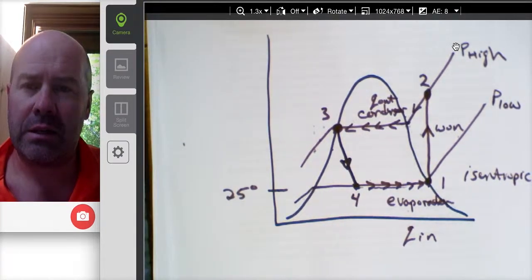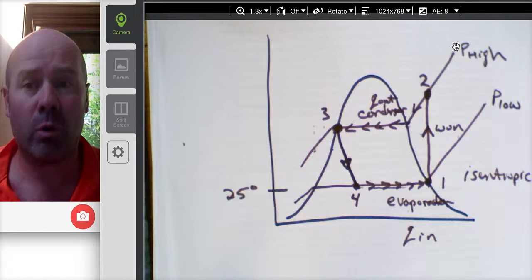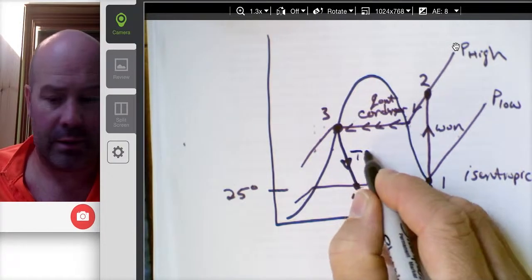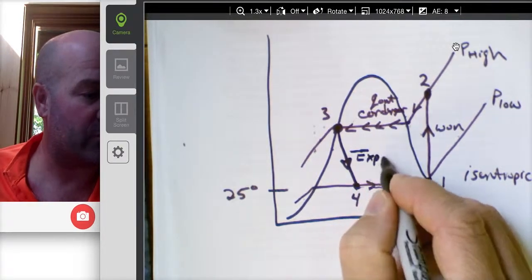So this fourth device, there is no moving part. The only thing moving is the fluid. The valve isn't moving, so there's no work being done. There's no heat transfer. It is just the throttling. Two different names for it. I'm going to call it the expansion valve.